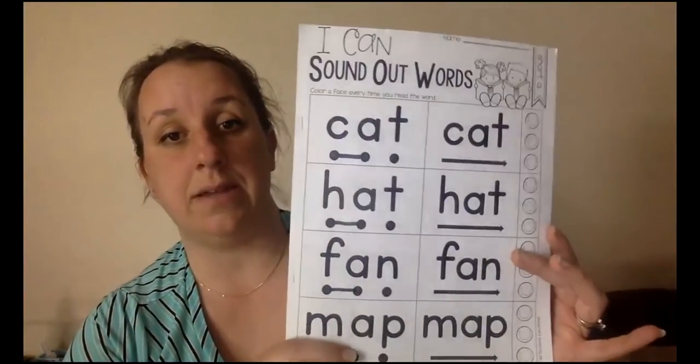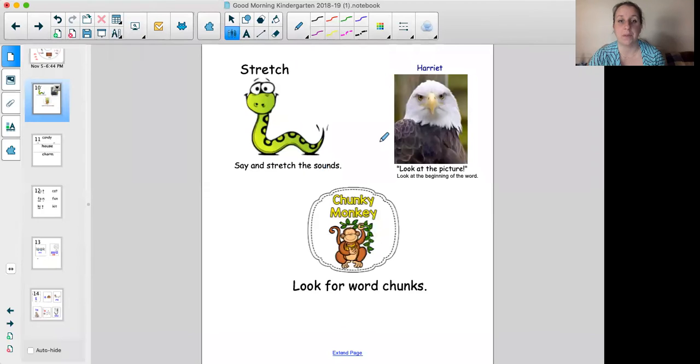We are going to learn a new reading strategy today and another skill to practice for reading short words. What you are going to need today is your packet that looks like this, and it says, I can sound out words. And you're also going to just need to be patient so I can share my screen. Okay, hopefully you can see this.